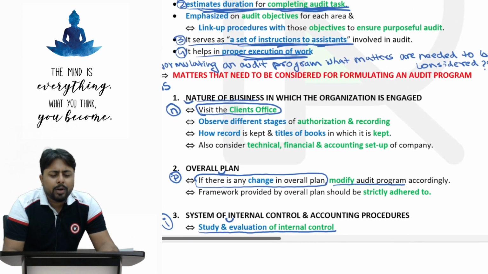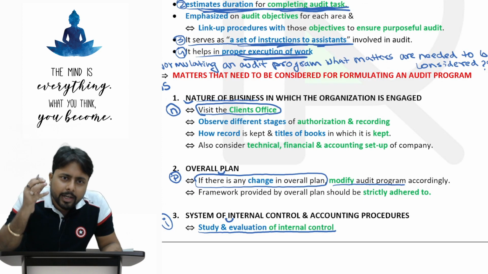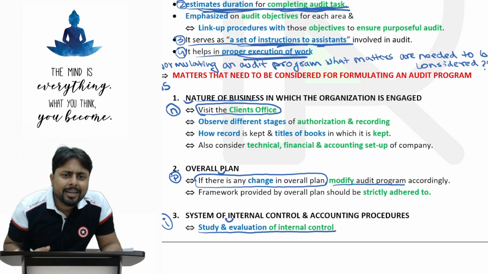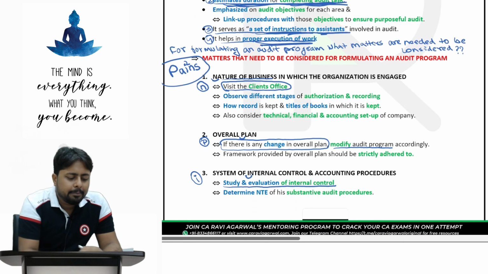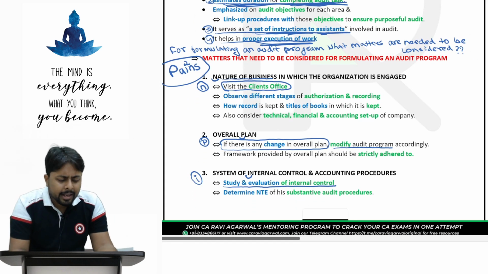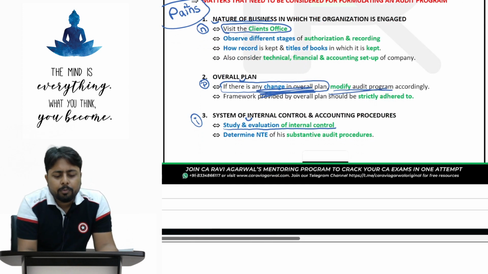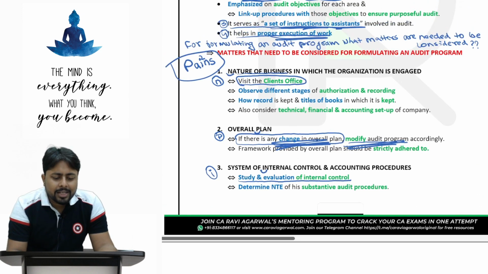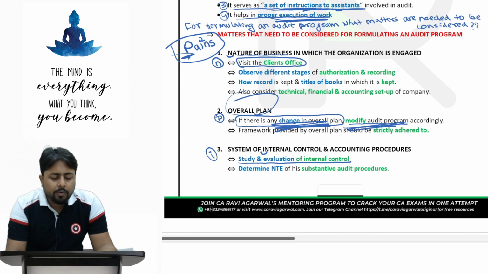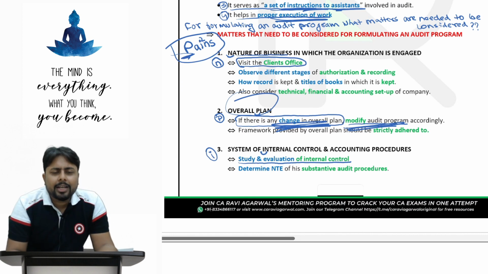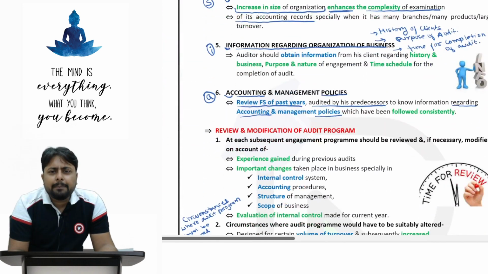I want to formulate an audit program. What all matters will I consider before I formulate the audit program? See guys, the mnemonic is PAINS. First of all, you will check the overall plan, because if there is a change in the overall plan, then obviously you need to modify the program. P is planning, the overall plan, because if there is a change in plan, automatically you need to modify the audit program.